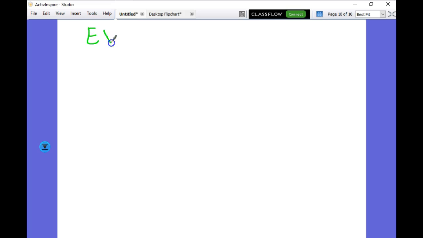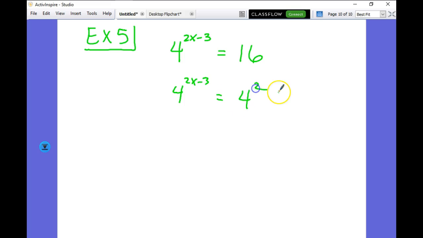Example 5. Suppose I gave you guys 4 to the power of 2x minus 3 equals 16. It's not that bad, you'll see. All right, so let's take a look at our bases. The smaller one's 4, right? The big one's 16. Can I rewrite 16 as 4 to a power? Yes. So we don't need to change both sides this time. That's nice. We just need to change the 16. I'm going to change that into 4 squared, right?